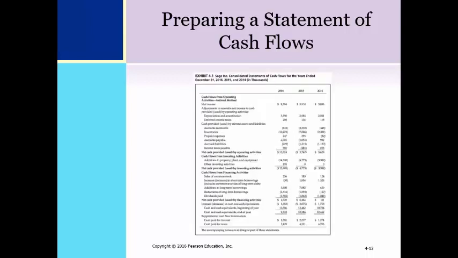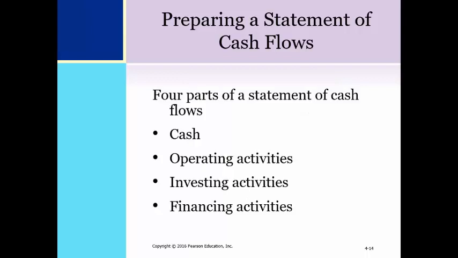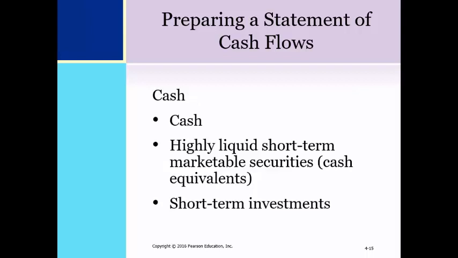This is the statement of cash flows for Sage Inc. for the periods ending December 31st, 2016, 2015, and 2014. These statements were prepared using the indirect method. The statement of cash flows has four parts or sections: the reconciliation of cash from the beginning to the end of the period, and the cash inflows and outflows separated into operating, investing, and financing activities sections.